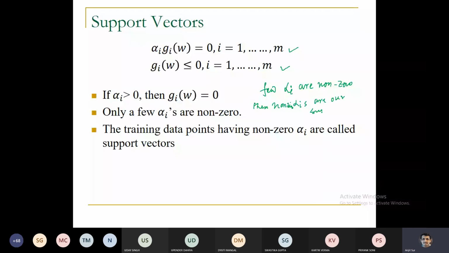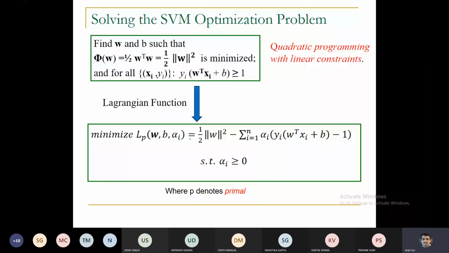Okay. So the training data points having non-zero alpha i's are called the support vectors. Now this is the actual formulation. You can see that this actually is our problem.